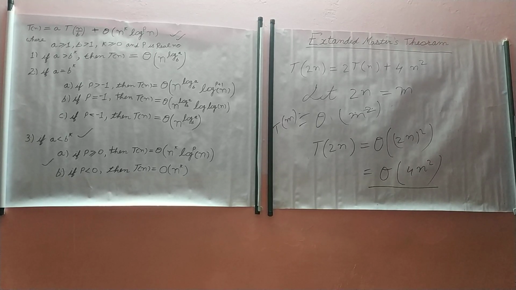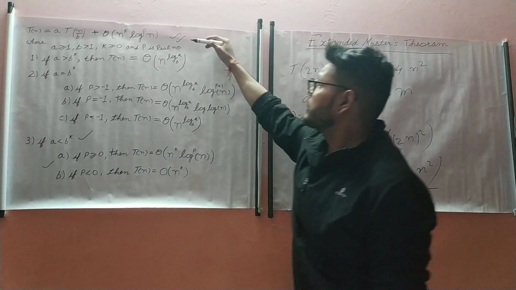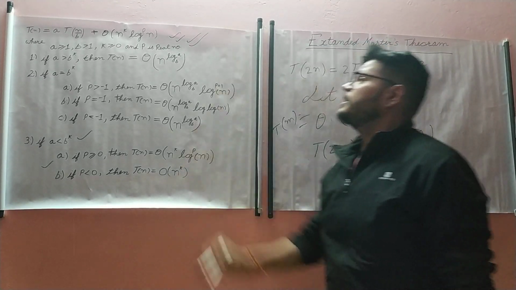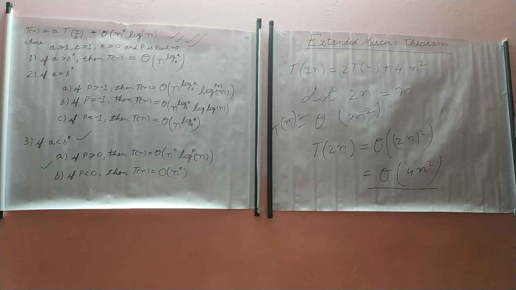So if we have any recurrence relation which can't be in the form of this one, by applying some algebraic manipulation we can convert it into the Master's theorem applicable form.